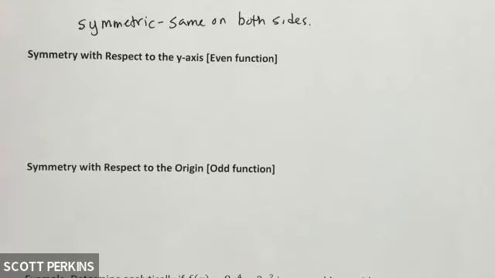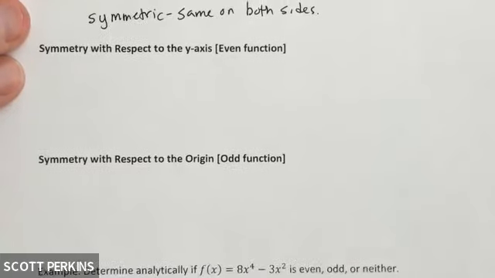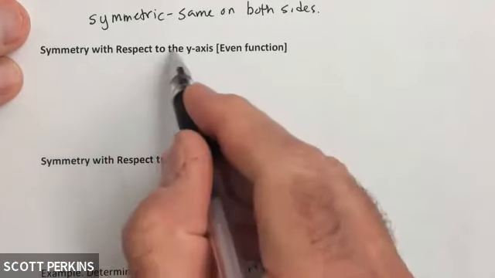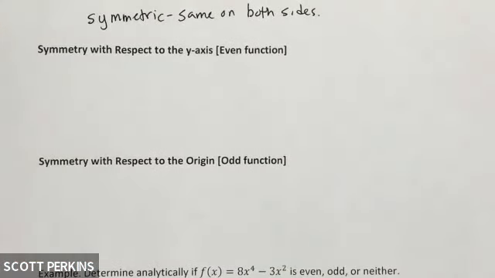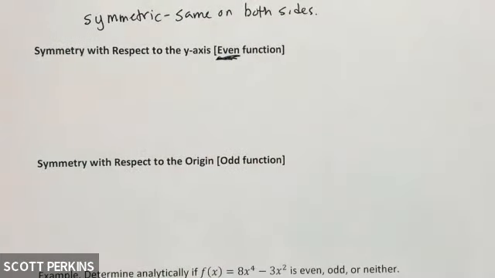So there's 2 types of symmetry. There's 2 situations of functions when they are symmetric. The first one is where something is symmetric with respect to the y-axis. Meaning if I treat the y-axis like the inside of a greeting card, like the spine of a greeting card, if I fold along the y-axis, I'm going to have the same thing on both sides. And what we call something symmetric to the y-axis is we call that an even function.